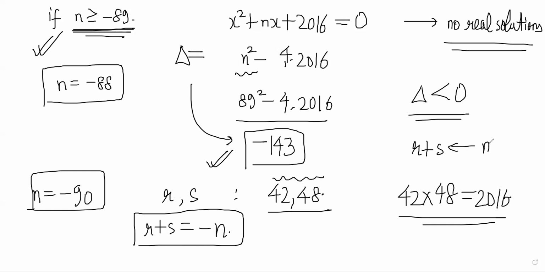Keep R plus S as small as possible, which we did by AM-GM. And from AM-GM, we got that R must be close to root over 2060, which is 44.89. So then I look for nearby factors. So I hope you have understood this problem. Next one is this question.